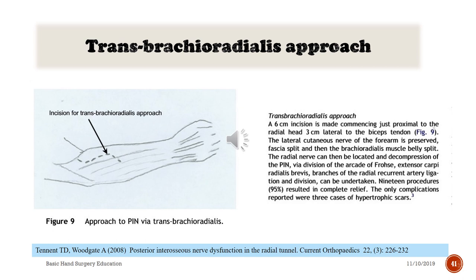The radial nerve can then be located and the posterior interosseous nerve decompressed via division of the arcade of Frohse, extensor carpi radialis brevis, branches of the radial recurrent artery, and the leash of Henry. With this procedure, the nerve can be released. Look at the picture of the incision.